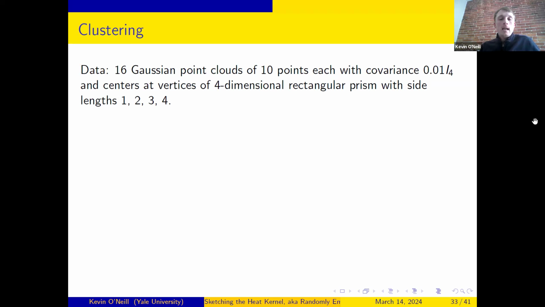Okay, so we're going to take a 4-dimensional rectangular prism. It's going to have varying side lengths, 1, 2, 3, and 4. Just take something semi-arbitrary, and we're going to put a Gaussian point cloud at each of the vertices. Okay, so the covariance is going to be 0.01 times the identity matrix. So that means the standard deviation in each direction is really 0.1. You sample 10 points from there, you get some that are 0.2, maybe 0.3 away. They could be close to other clusters, but probably not. These should be clear clusters, just a little bit of variance in there.